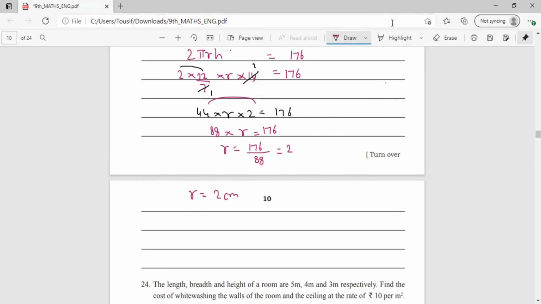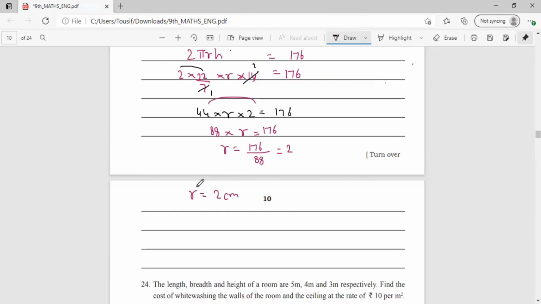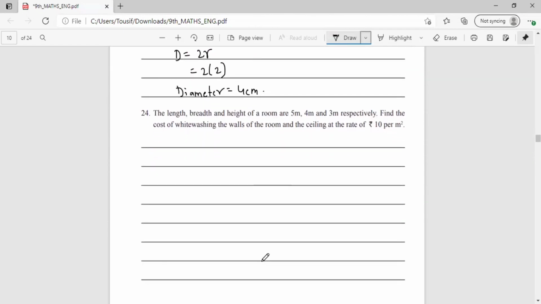But they are saying to find out the diameter. So diameter formula is what? Twice the radius. That is, diameter is equal to twice the radius. So 2 of R. R is how much we got? 2. So diameter is equal to 4 centimeter. Okay. That's it. Moving to the next one, the 24th one.